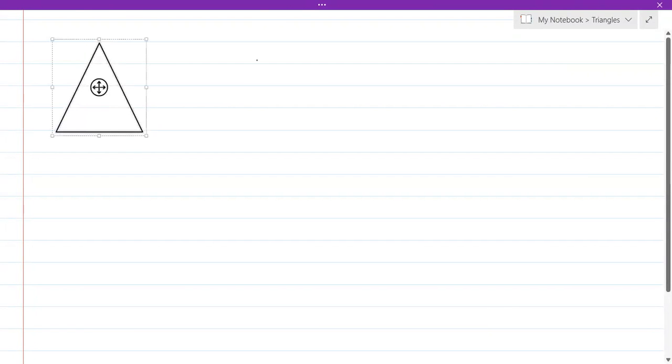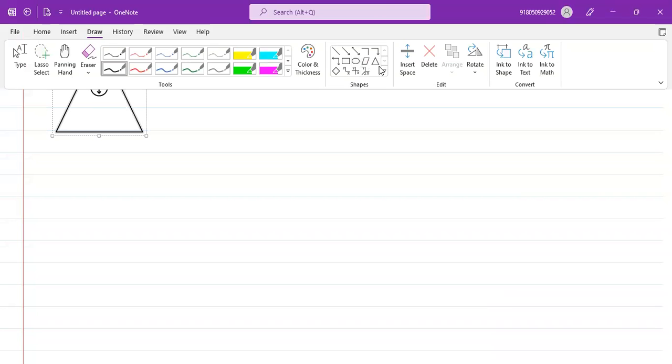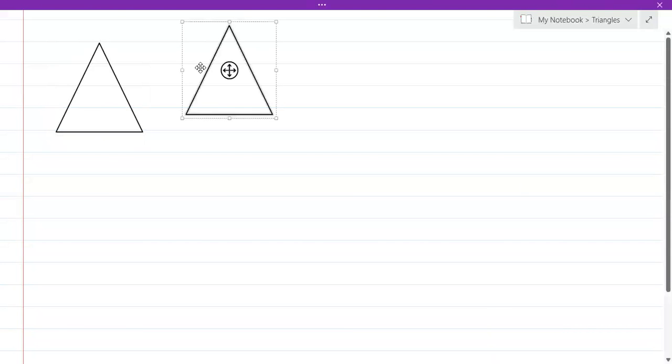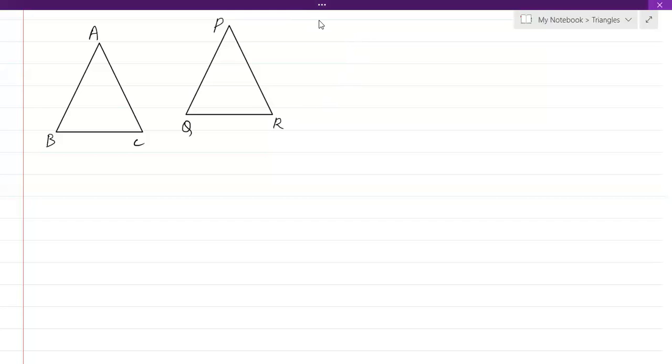First, let's take two triangles. Let's draw two triangles. Let's take one more triangle. Okay. So let's name this triangle as A, B, C. And let's name this triangle as P, Q, R. We'll also draw the median.